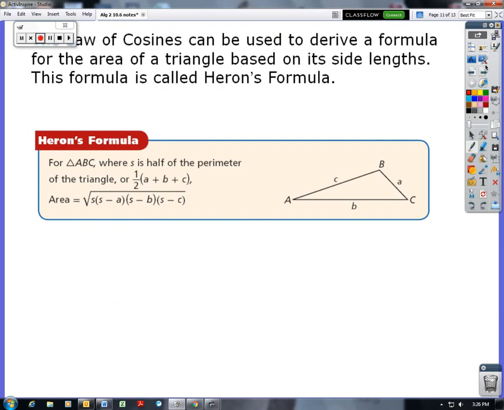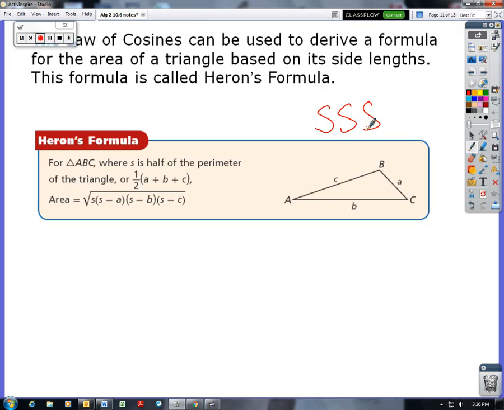Alrighty. Now it's time to look at yet another area formula. So our third area formula for triangles. The first one is the one we learned from geometry, 1/2 base times height. The second one was the one involving sine, like 1/2 AB sine of C. Now we have something called Heron's formula, which is when we have side, side, side, when we know three sides of a non-right triangle.